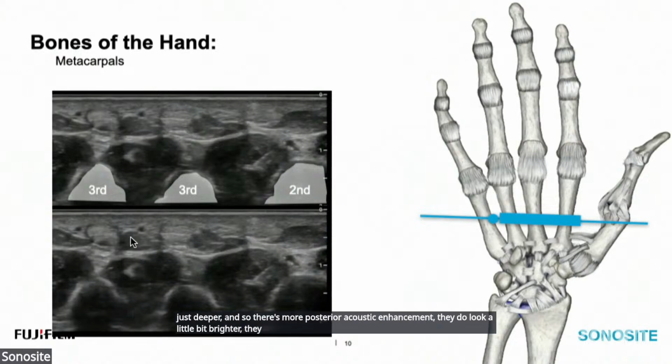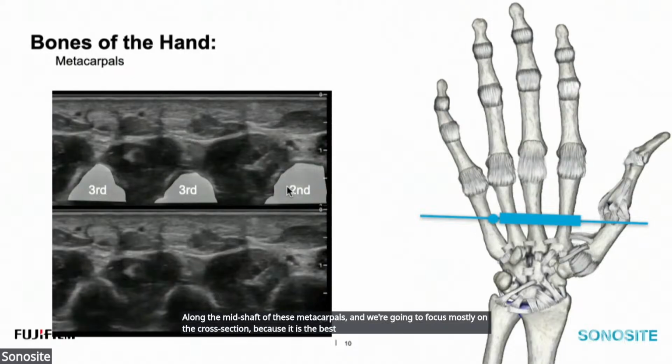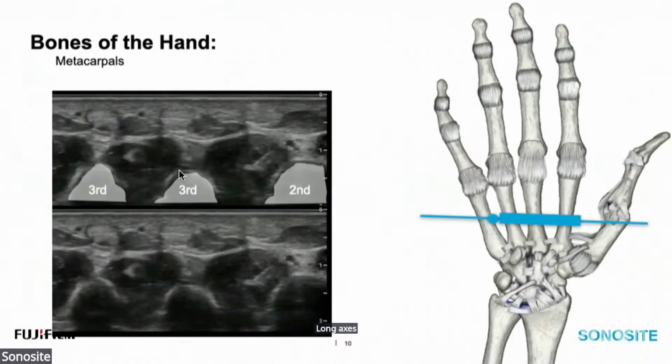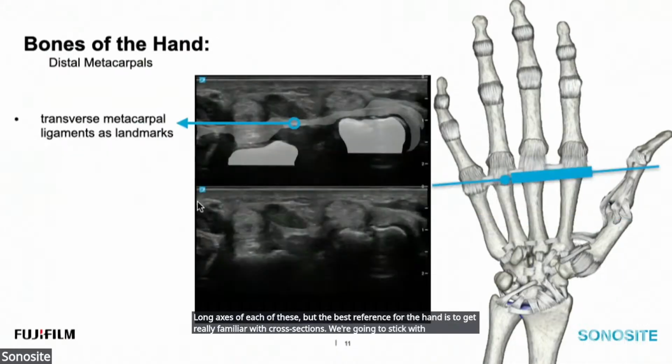They have a more interesting surface on the volar side because some of the muscles originate along the mid shaft of these metacarpals. We're going to focus mostly on the cross section because it is the best way to survey the hand. In the live demo, we'll switch over to long axes of each of these, but the best reference for the hand is to get really familiar with cross sections. We're going to stick with cross section on these.